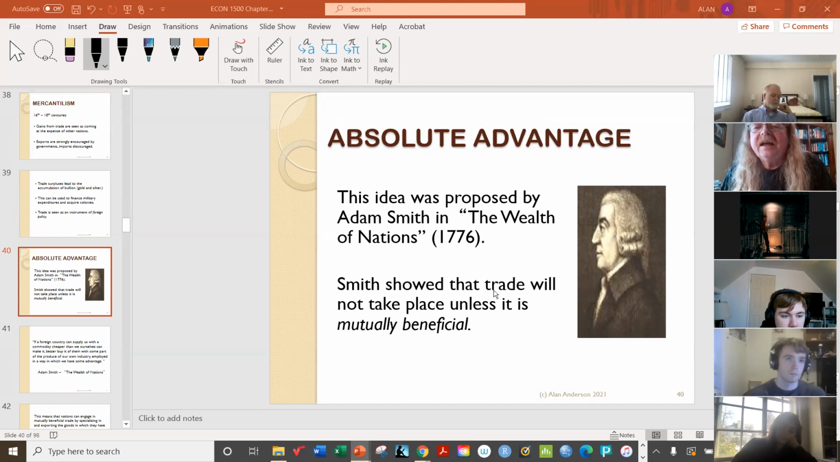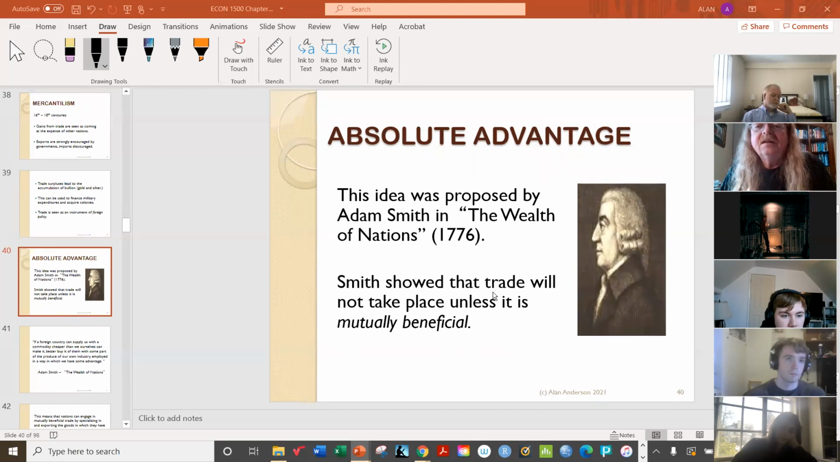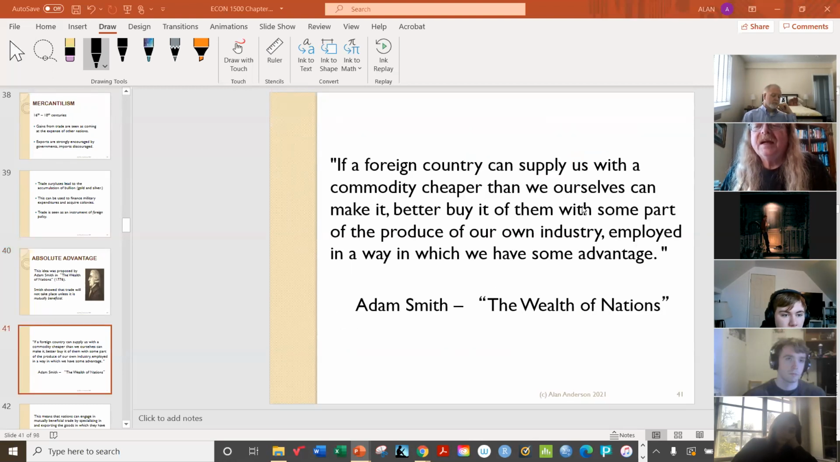But how can it be mutually beneficial? It can be that way if each country focuses on what they produce best and buys the rest from the other countries. This is a direct quote from The Wealth of Nations, which should illustrate this very well. It's a little wordy, but you get the idea. If a foreign country can supply us with a commodity cheaper than we can make it ourselves, we'd be better off buying it from them with some part of our own produce, in which we have some advantage.